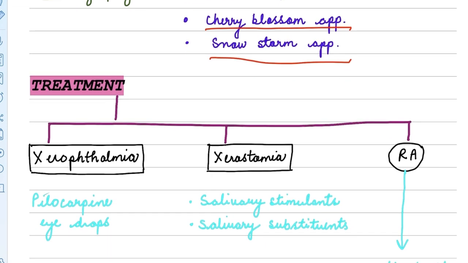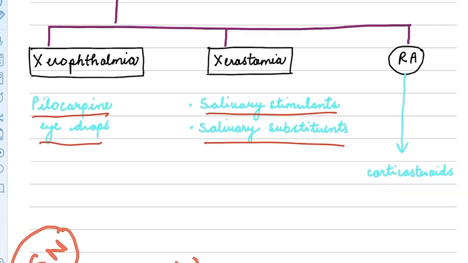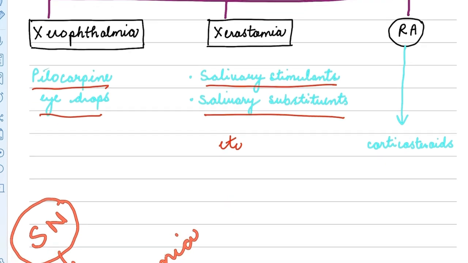Now let's see what is the treatment for it. For xerophthalmia, we give pilocarpine eye drops. For xerostomia, we give salivary stimulants and salivary substitutes. And there is a lot more. For rheumatoid arthritis, we give corticosteroids. Okay. So this is very important information on Sjogren syndrome.